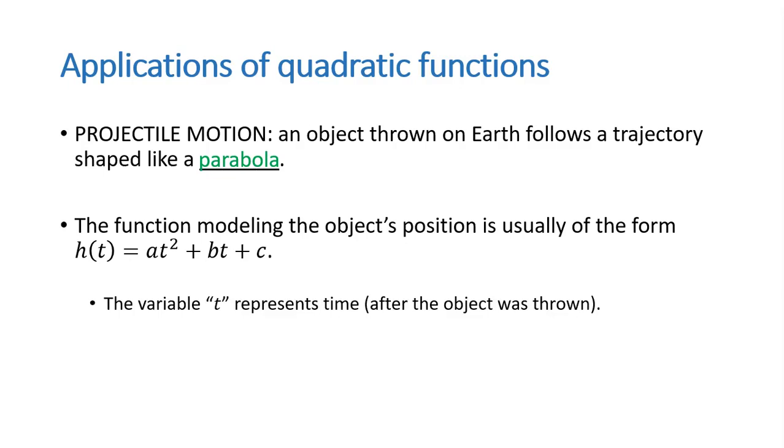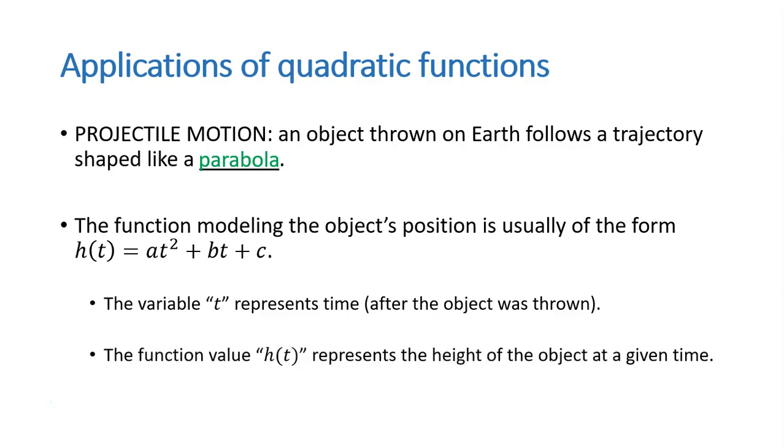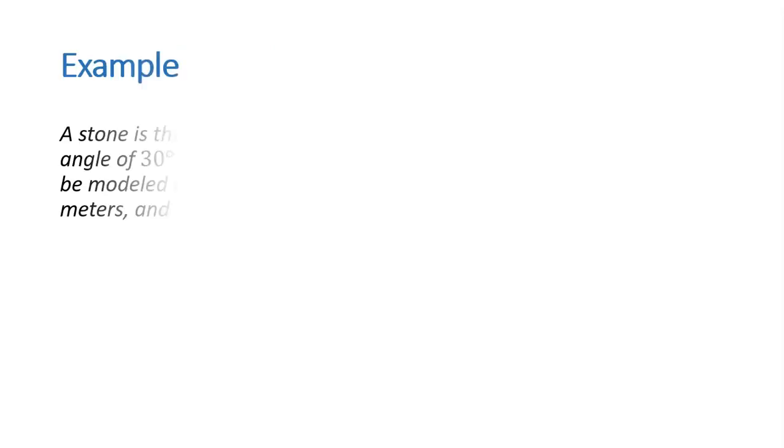We're thinking of h as representing height. Height is a function of time. So time is our input, and then the output we get is going to be whatever height we're at based on how long the object has been moving. So h of t represents the height of the object at a particular time after the period when it was actually thrown. So let's look at an example.